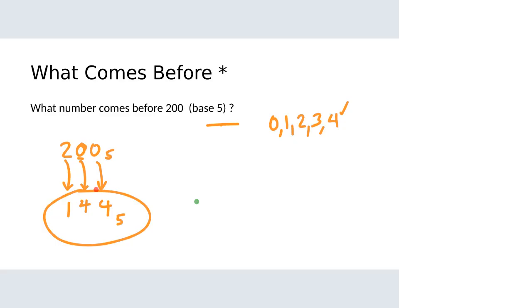If it helps to think about base 10 for a minute, if I'm at 200, what would be before that? 199 would. This went to the highest number I have in my system. I'd like to reduce this by 1, but I can't. So it goes to the highest number in my system. That one actually can reduce by 1. That's the approach we're taking here. We're just doing it with a smaller number system that only has 0, 1, 2, 3, 4 in it.